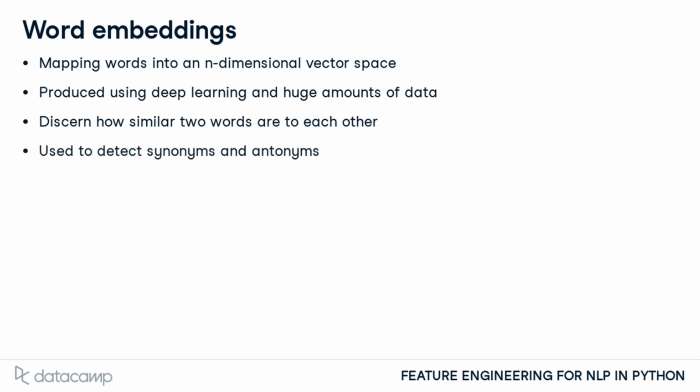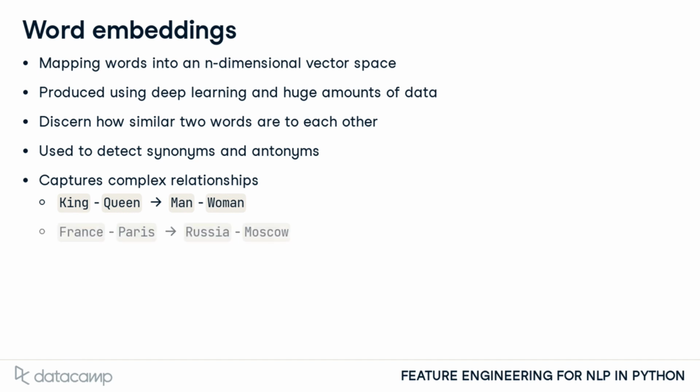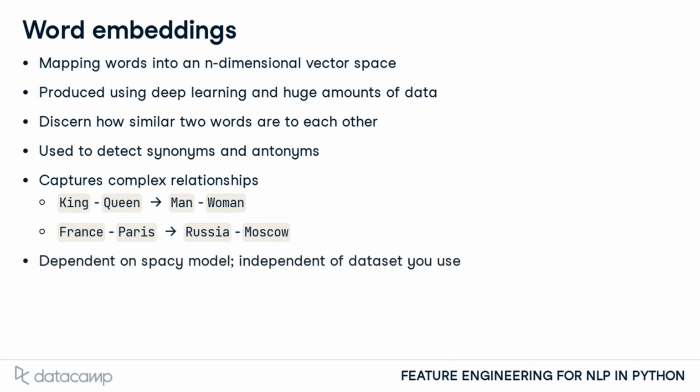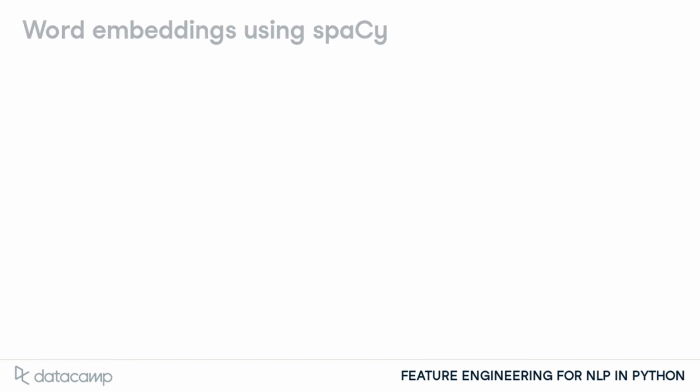Word embeddings are also capable of capturing complex relationships. For instance, it can be used to detect that the words king and queen relate to each other the same way as man and woman, or that France and Paris are related in the same way as Russia and Moscow. One last thing to note is that word embeddings are not trained on user data. They are dependent on the pre-trained Spacy model you're using and are independent of the size of your dataset.